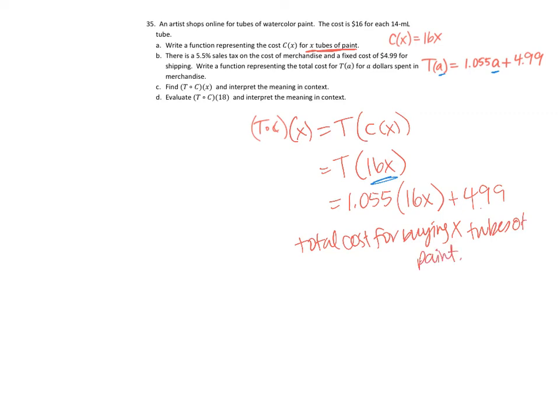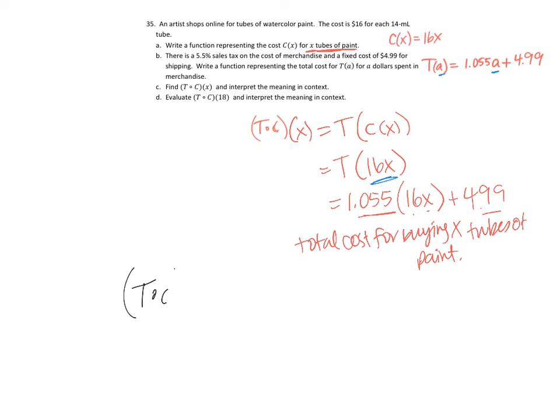And that makes sense because I take the number of tubes of paint and multiply by $16 per item. Then I multiply on the tax, and then I add the shipping. And so that's what's happening here. So I take the tubes of paint times 16, then I multiply by the tax, and then I add the shipping on there. Then I want to evaluate T of C of 18.